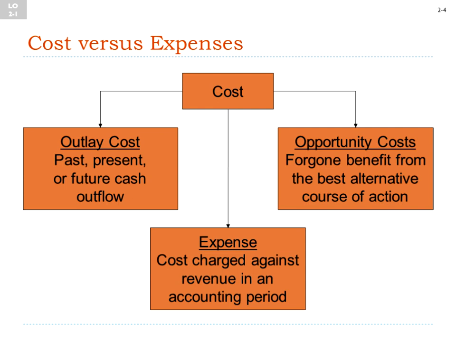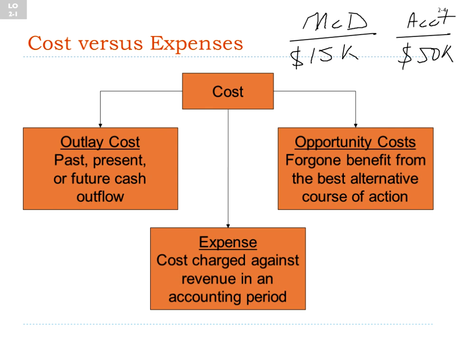An opportunity cost, on the other hand, is not an outlay of cash, but it's the foregone benefit from the best alternative course of action. So what does that mean? Let's say that you work at McDonald's and you're paid $15,000 a year, and then I offer you a job after you get your degree for an accounting job, and I offer you $50,000 a year.